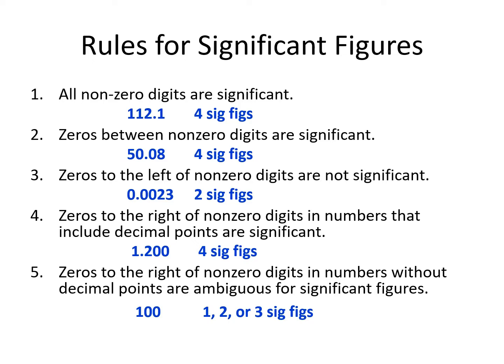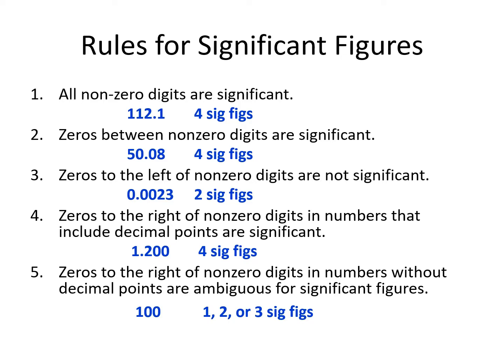All the rest of our rules deal with zeros. As we look at the rules, we are determining whether the zeros are in the middle, right, or left of some non-zero digits. It does not matter where the zeros are in relation to the decimal point. It only matters where they are in relation to the non-zero digits.